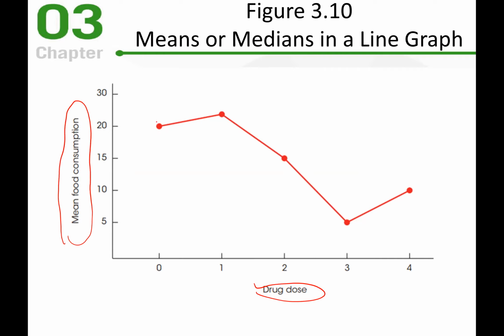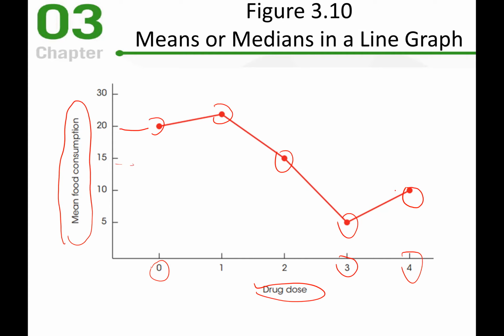So we're talking about the means when you have a drug dose of 0, 1, 2, 3, and 4. If you have a drug dose of 0, the mean was 20. So that's where our dot goes. If you have a drug dose of 1, the mean is a little bit higher, around 21. If you have a drug dose of 2, the mean is 15. If you have a drug dose of 3, the mean is about 5. And if you have a drug dose of 4, the mean is 10.